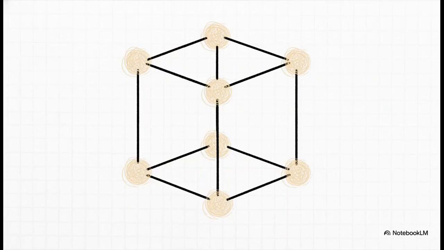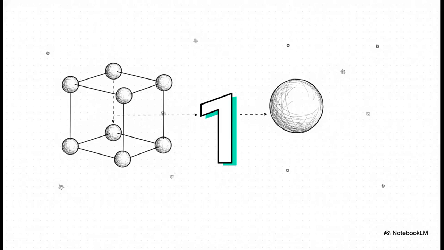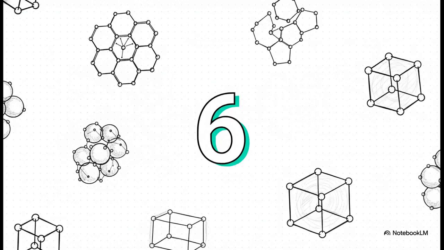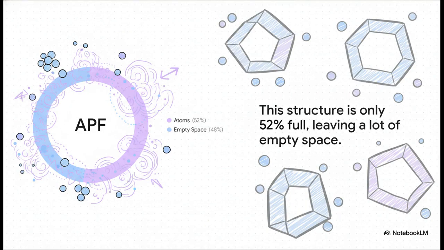All right, let's dive in with the most basic one, the simple cubic structure. Now, it looks like 8 atoms, right? But they're shared, so each cell really just has one. In this simple setup, every single atom has exactly 6 immediate neighbors. So, what does this mean? It's only 52% full. That's a ton of wasted space.